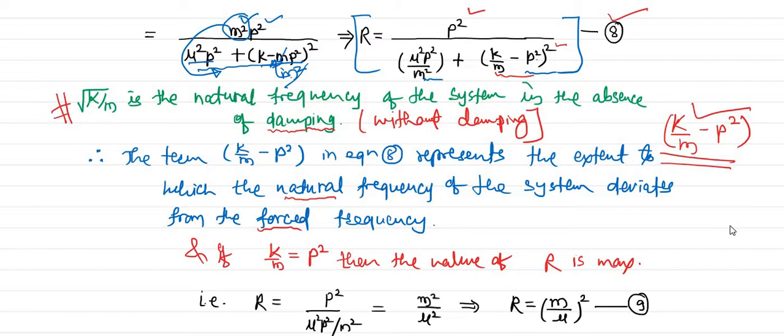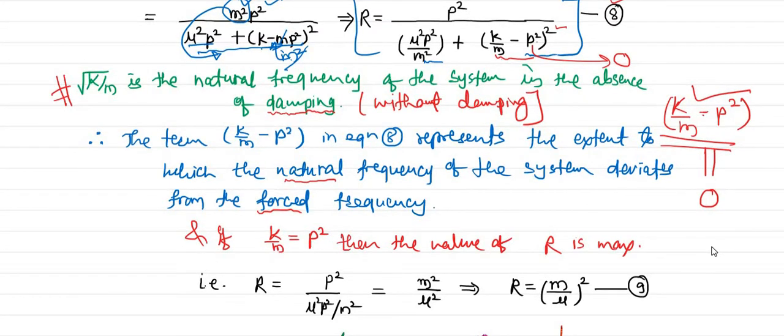And if k/m equals p², if both these terms are exactly equal, then k/m − p² will be 0. So in equation number 8, the second term will be 0. In the numerator we have p², and in the denominator only this term will survive, that is μ²p²/m². The denominator goes to the numerator, so it is m² over μ², the p² and p² get cancelled, and finally we get R = (m/μ)².